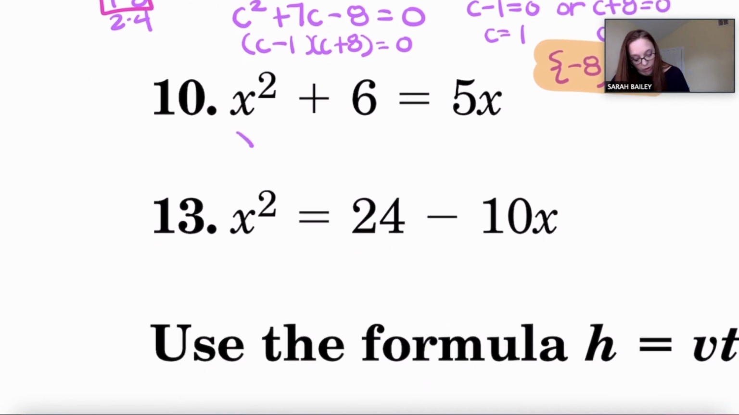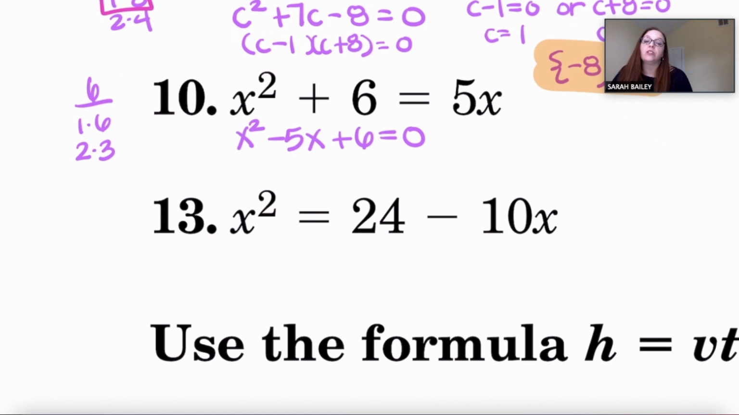So I'm going to subtract the 5x. So it'll be x squared minus 5x plus 6 is 0. List the factors of 6. 1 times 6 and 2 times 3. Now, I want the pair of factors that's going to give me a negative 5. This one's tricky, so you need to be careful.